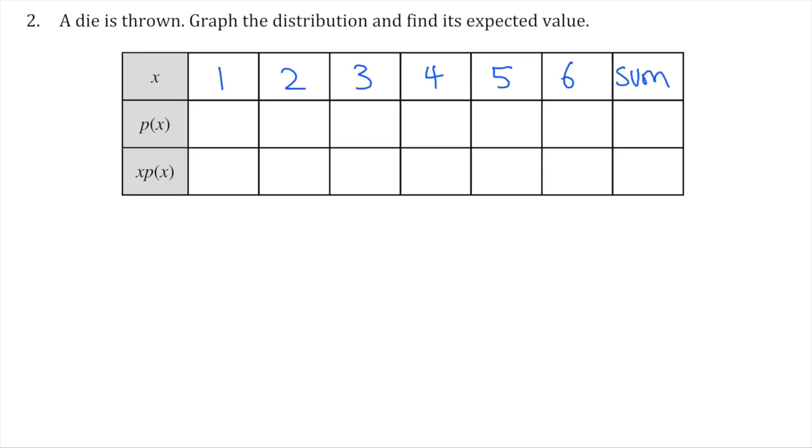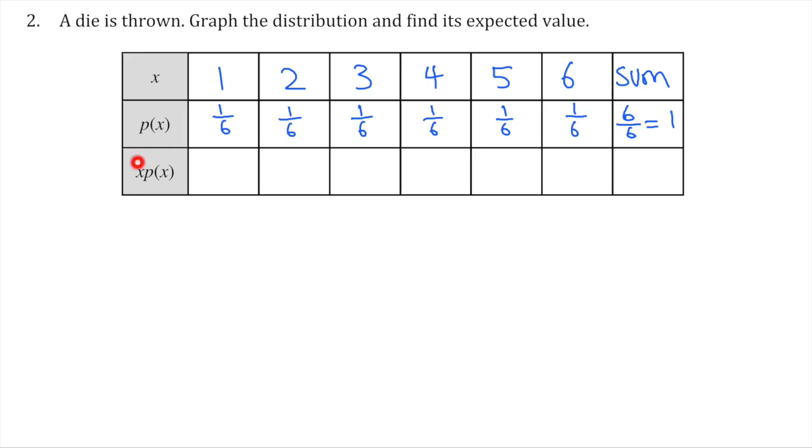Now, P of x means what's the probability? What's the probability of getting a 1? Well, I've got 1 chance in 6. P of x for number 2. What's the probability of getting a 2? 1 chance in 6. Chances of getting a 3 and a 4 and a 5 and a 6 are all 1 chance in 6. If I add that row up, it adds to 6 out of 6, which is 1, which is what I want.